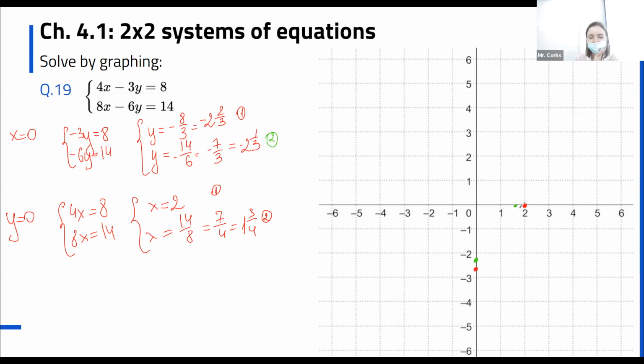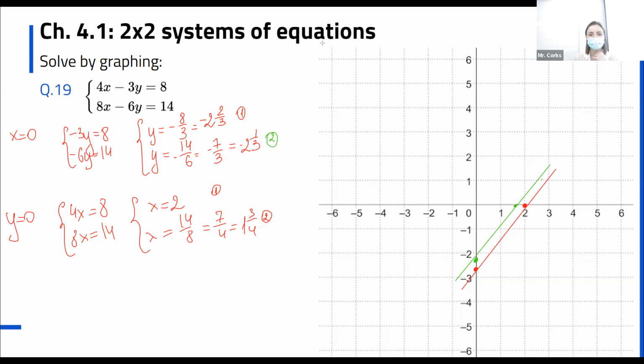Okay. We did it correctly, but in fact, these equations are parallel to each other. So they don't have an intersection point. So this system of equations does not have a solution.